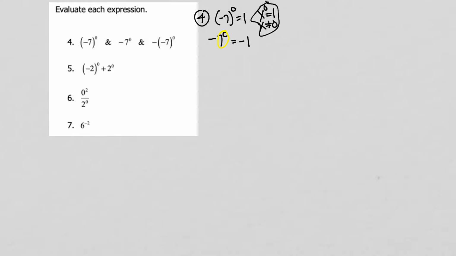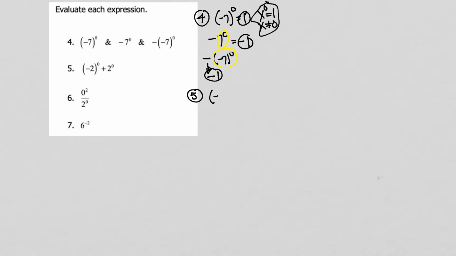And what about this one here? Now we get, all right, let's look at this. What we're getting here is -(-7)^0. Here's the negative, and then this part right here, that's a 1. So we get a 1, a negative 1, and a negative 1.